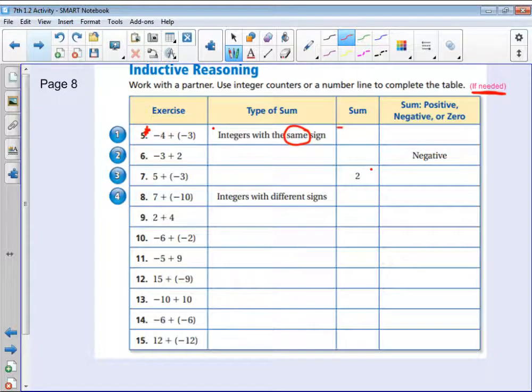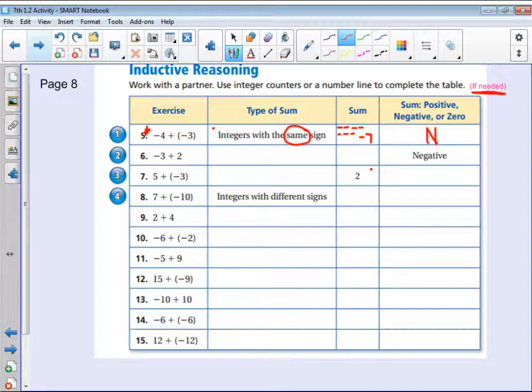So I'm going to have 4 negatives and then another 3. And since I ended up with all of them together as negatives, I can go ahead and count how many negatives I have. 1, 2, 3, 4, 5, 6, 7. We got -7 for that. Well, was the sum positive, negative, or 0? That was negative. So I'm just going to put an N for negative.